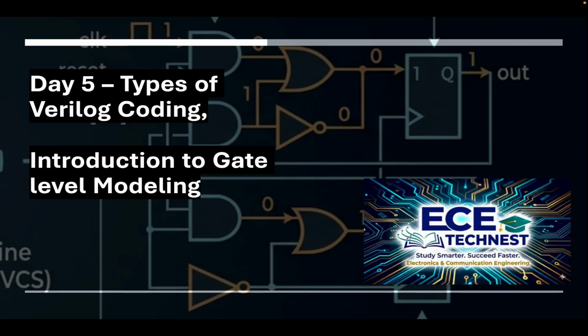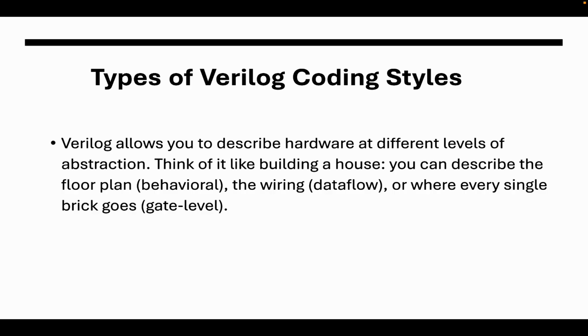Today in day 5 of the digital design course, we are going to study the types of Verilog coding and an introduction to gate level modeling. Types of Verilog coding styles. Verilog allows you to describe hardware at different levels of abstraction. Think of it like building a house. You can describe the floor plan, the wiring, or where every single brick goes.